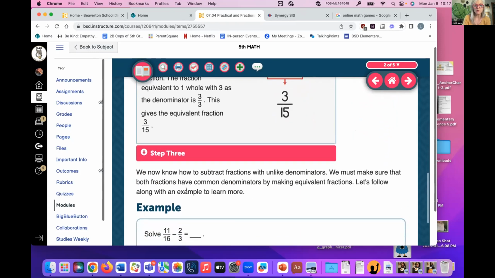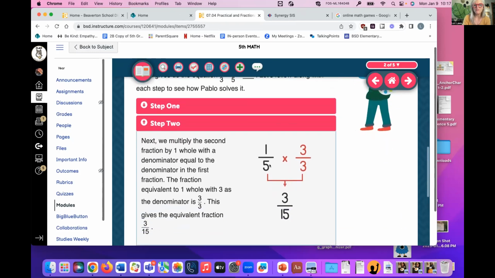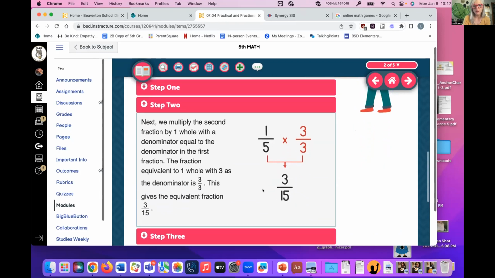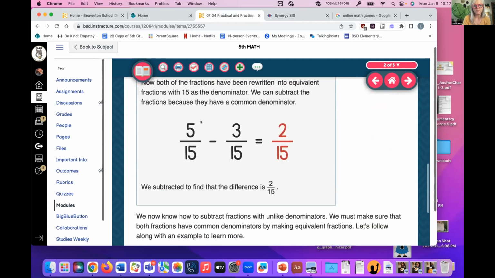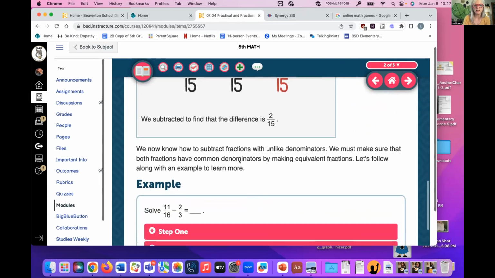So step 2, 1/5, I have to times 5 by 3 to get 15. So that's 15 on the bottom. So I need to times my 1 by 3 because I always have to do the same to the bottom and the top. So now it's 3/15. And now I can subtract them. 5/15 minus 3/15 leaves 2/15.